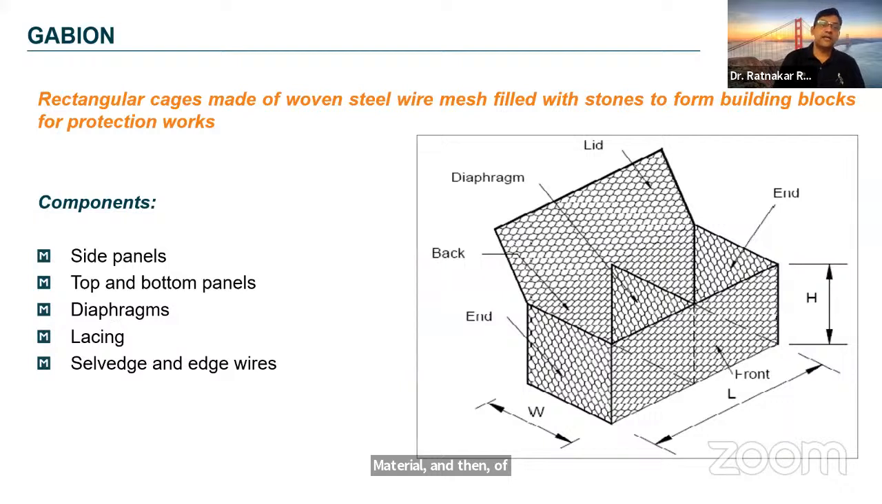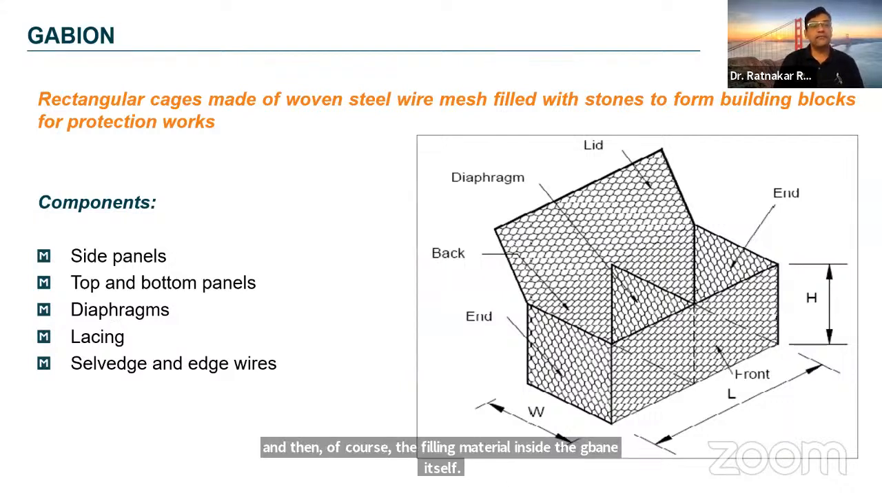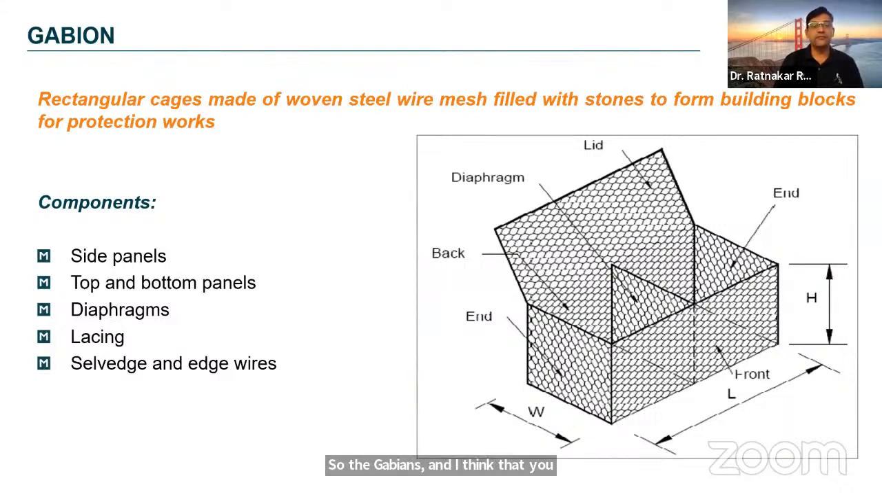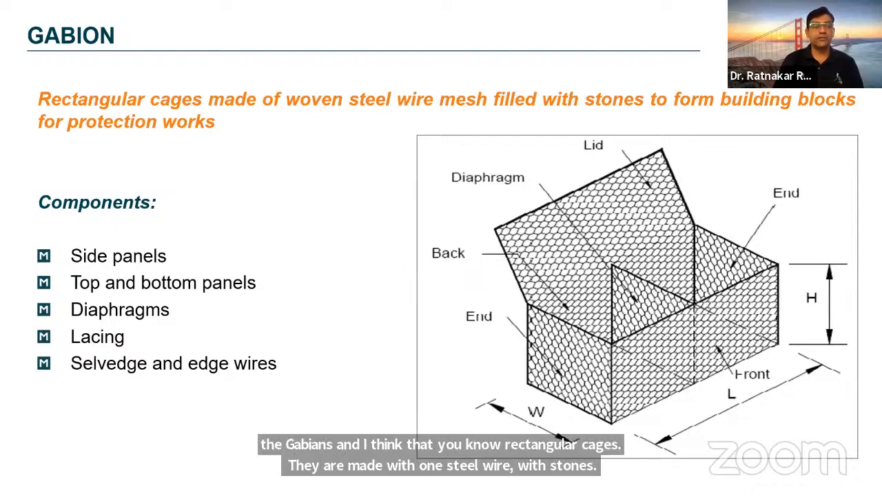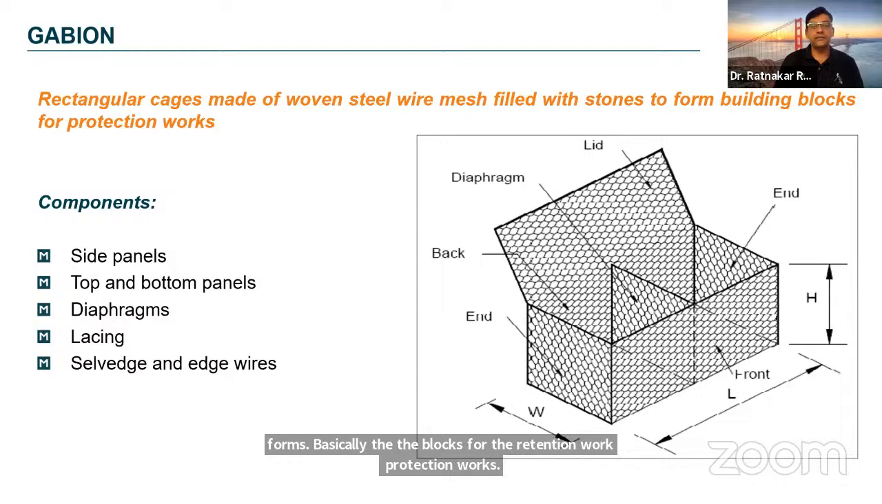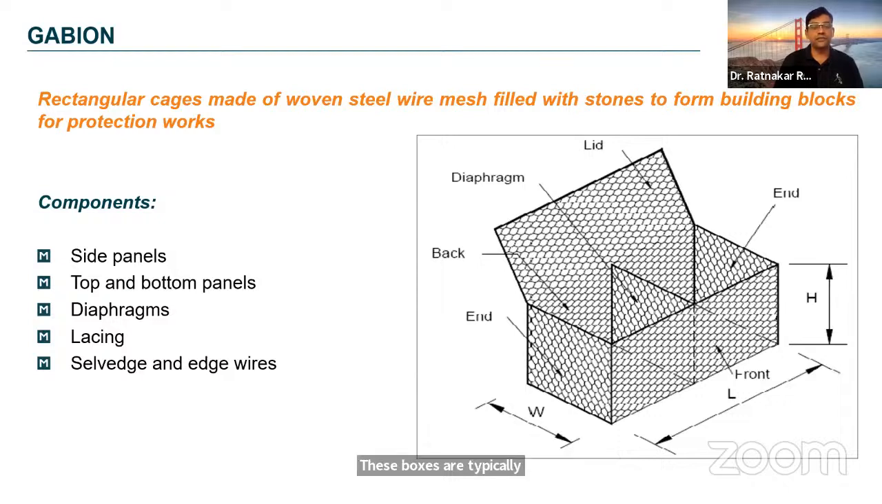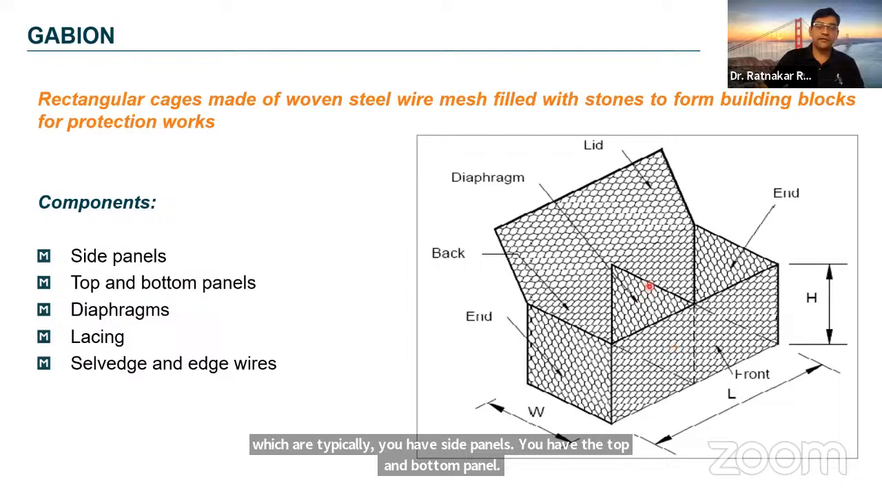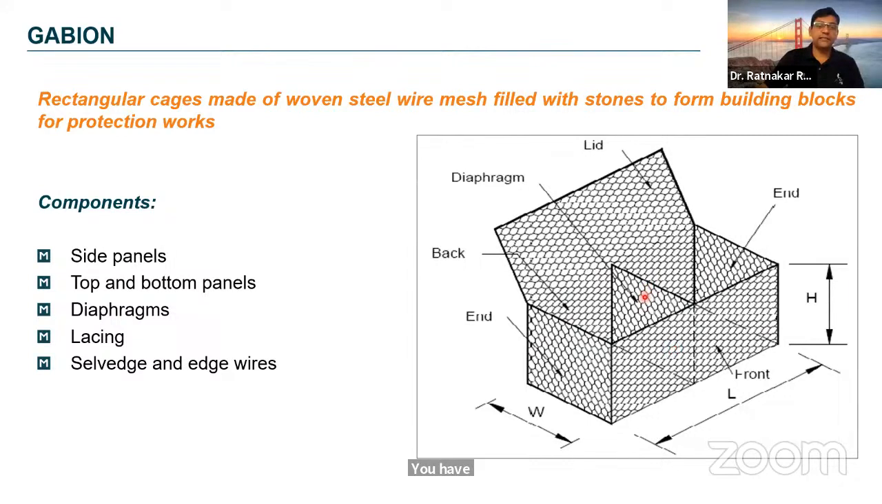So gabions are nothing but rectangular cages. They are made with steel wire mesh filled with stones. This forms basically the blocks for retention works or protection works. These boxes typically have the mesh all around. So typically you have side panels, you have the top and bottom panel, you have diaphragms. Diaphragms are nothing but the vertical panels in the middle of the box.